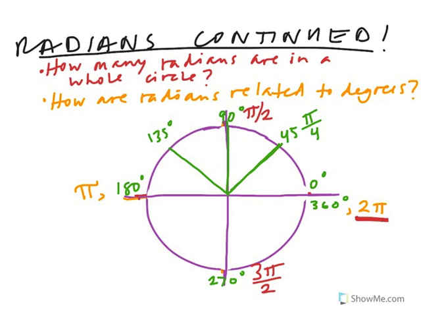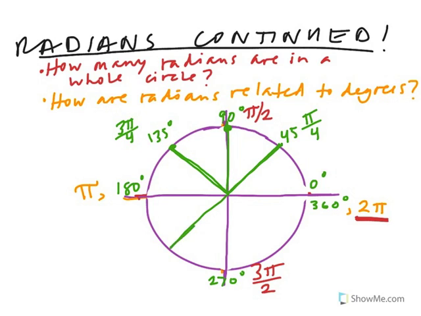Alright, now let's figure out how many radians 135 degrees is. If 45 is 1 pi over 4, and 90 is 2 pi over 4, then 135 should be 3 pi over 4. Alright?